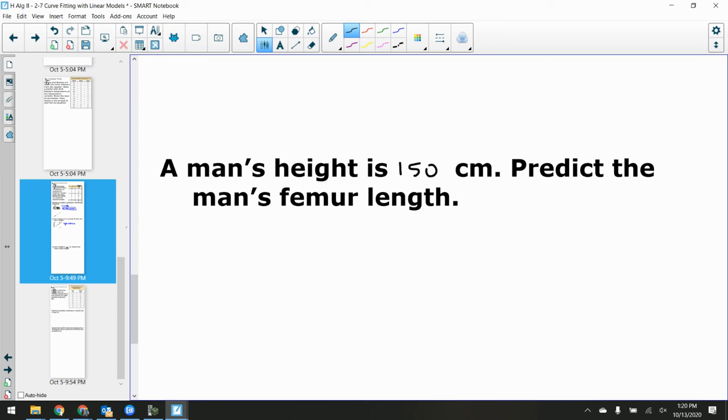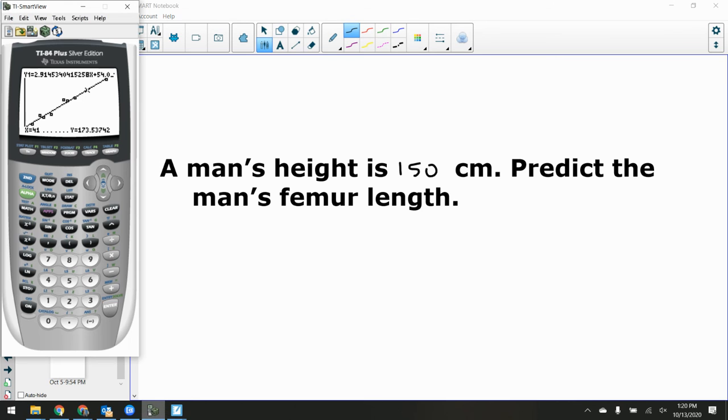Okay, 150 centimeters. A man's height is 150 centimeters. Predict the man's femur length. All right, so now I'm given the y value and asked to find the x value. When I switch it around like that, now you have to go into your y equals and make your y2 150. And I hit graph and I hope I see the intersection points on my screen. Ah, perfect. There it is.